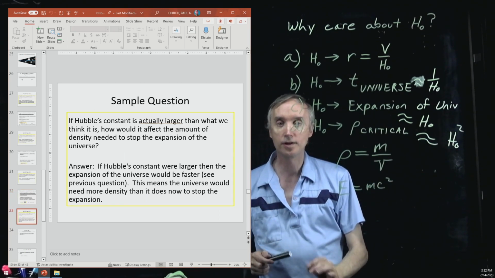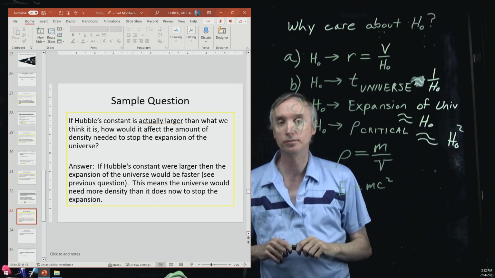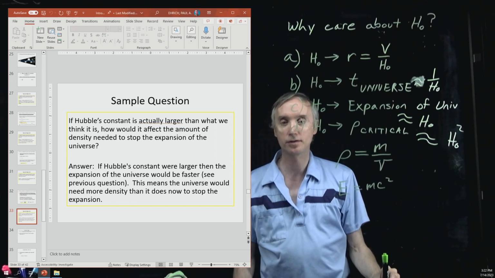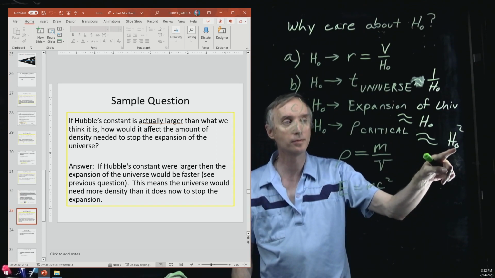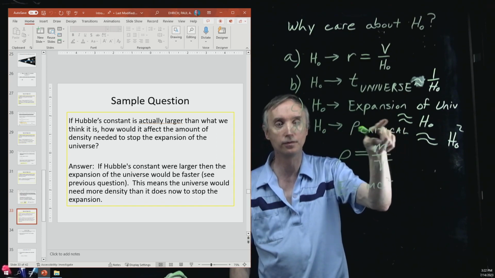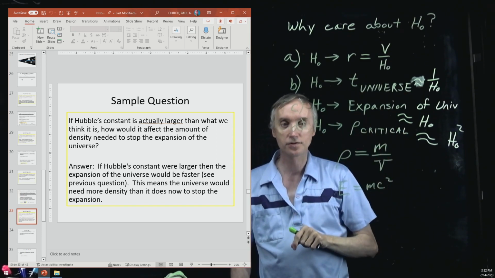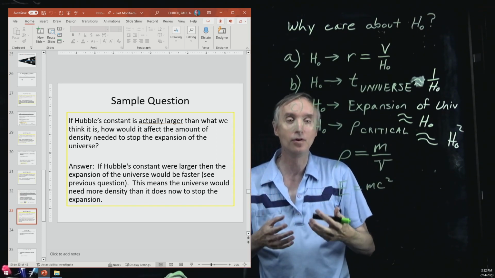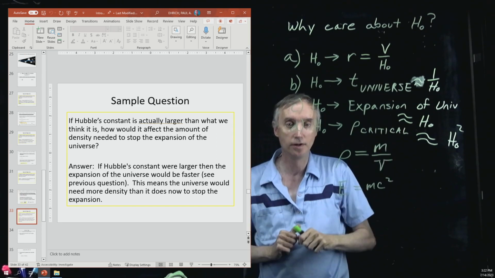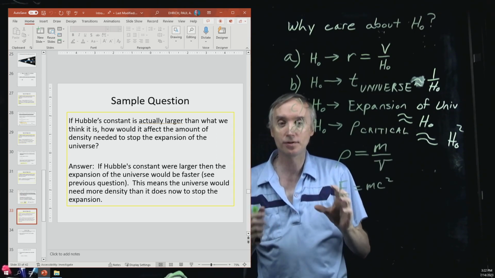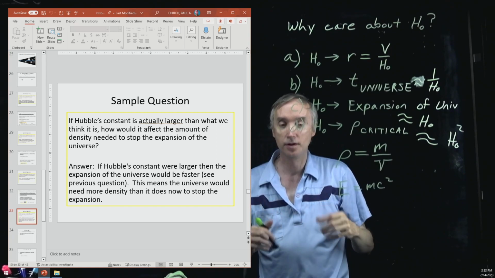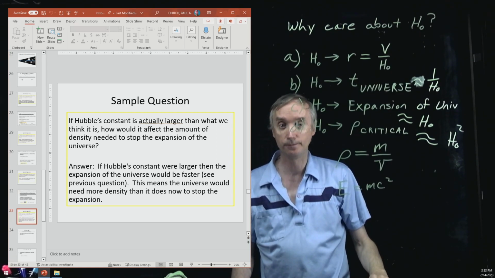So let's try a question here. If Hubble's constant is actually larger than what we think it is, how would this affect the amount of density needed to stop the expansion of the universe? If h sub 0 gets bigger, then the critical density of the universe is going to get bigger. That means the universe is going to need more mass and energy in order to stop its expansion. Okay, so h sub 0 is very, very important. You can see all of the different concepts in astronomy that are related to h sub 0.